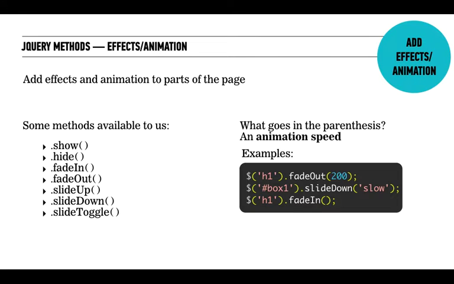So what slide toggle is going to do is, if the element is there on the page, then when you slide toggle it, it's either going to go away or come back. It just depends on the state of the object itself. So it's going to toggle it, and I'll show you guys later.